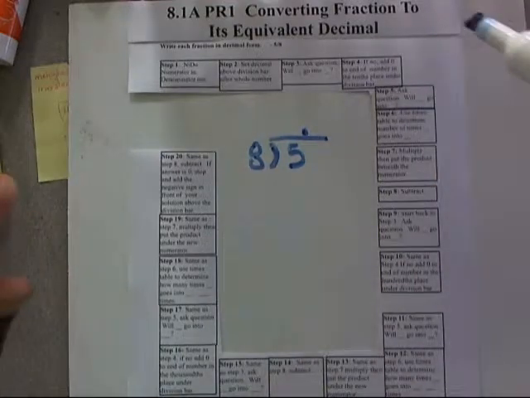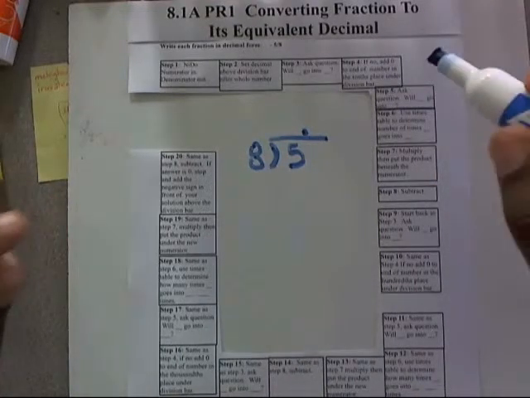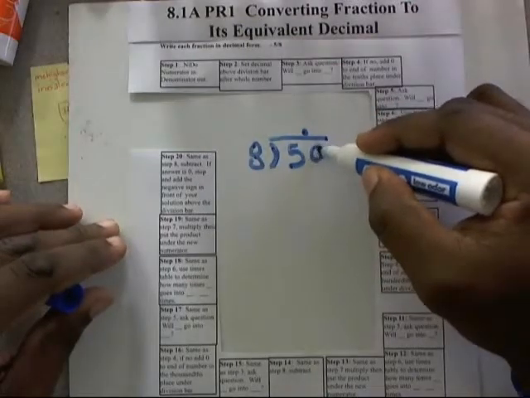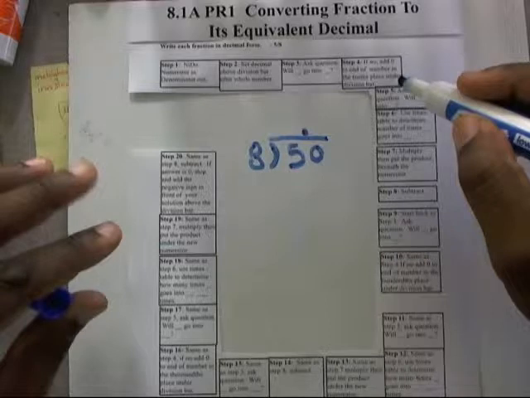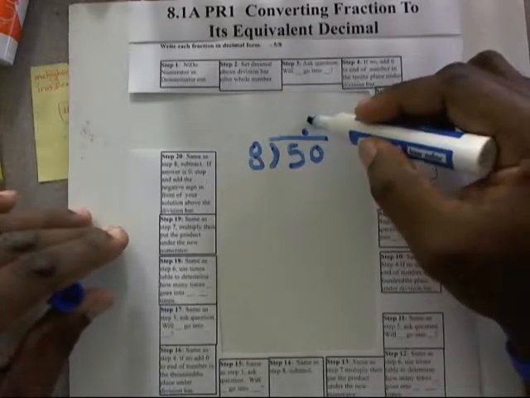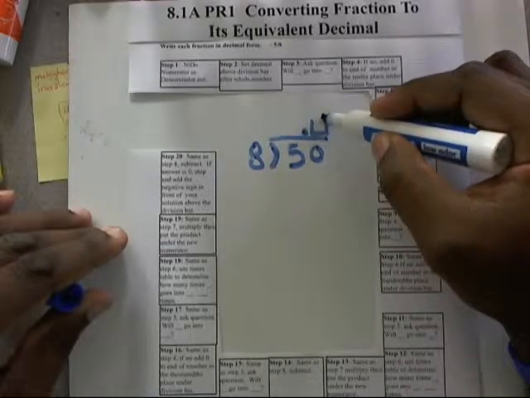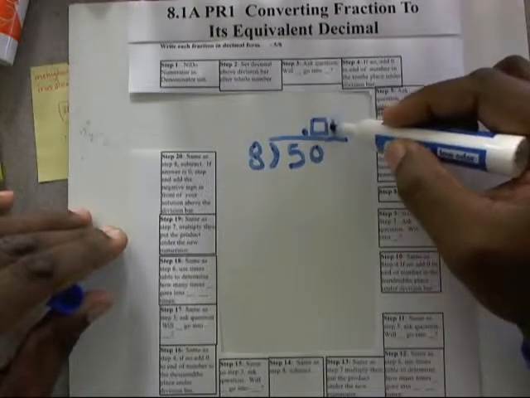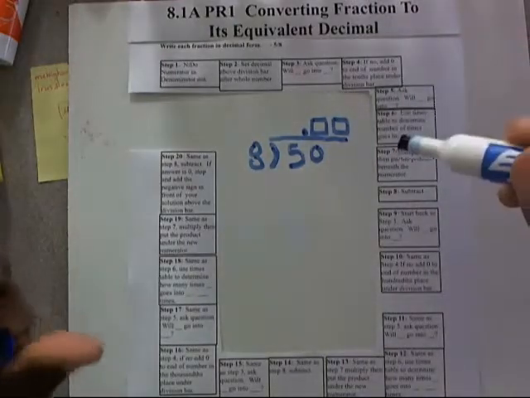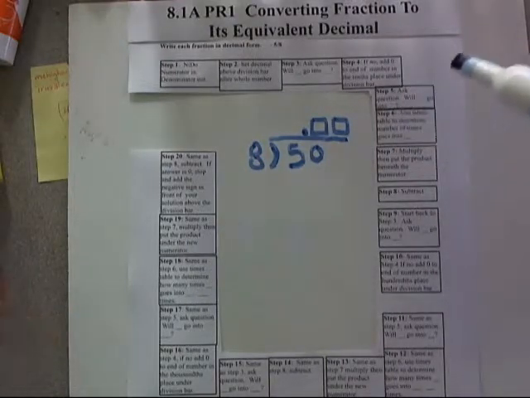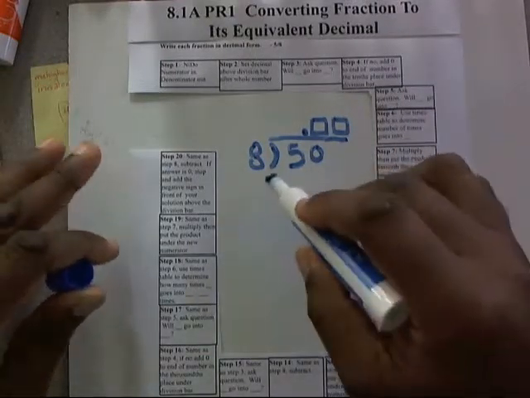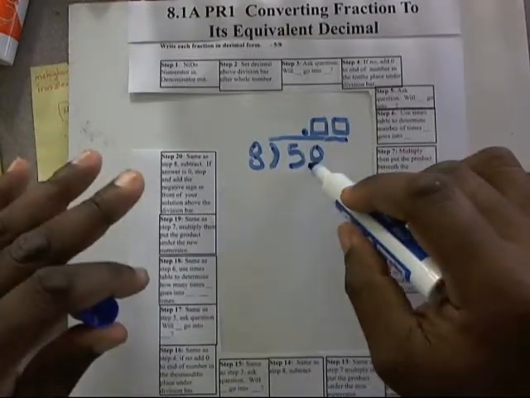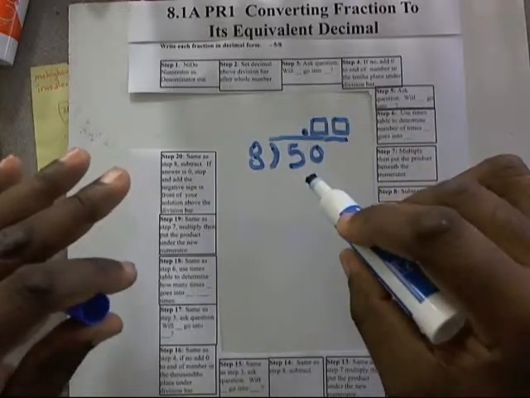Now step 4 is no. So you're going to have to add a zero to the end of the number in the tens place under the division bar. Remember, division also requires knowledge of place value to understand the division. Okay, so now you're going to ask a question again. Will 8 go into 50 now? Well, of course it will.